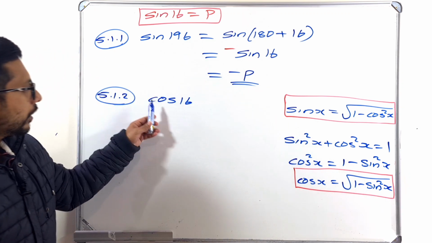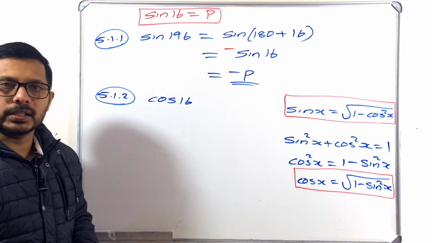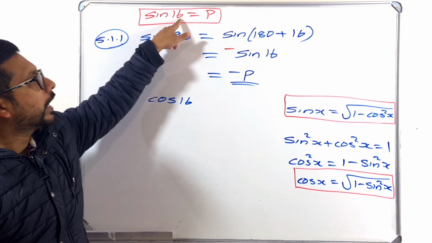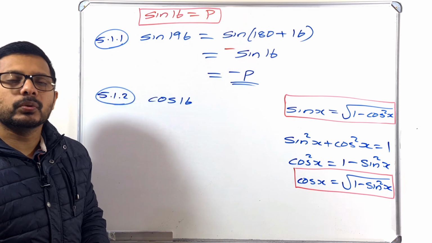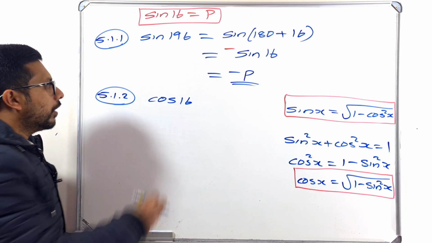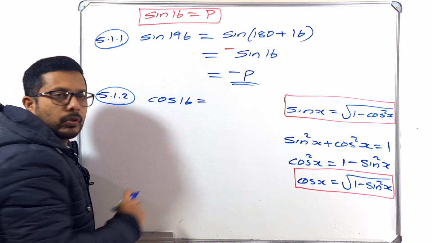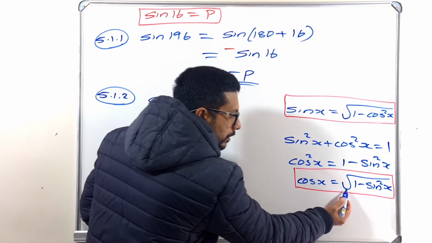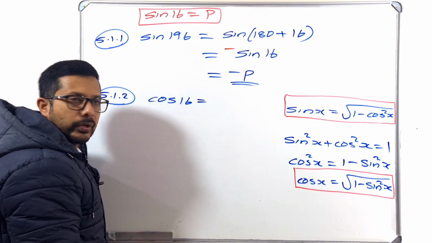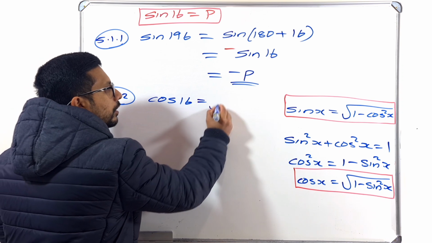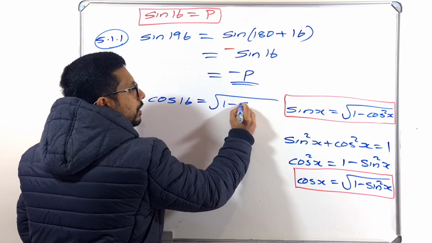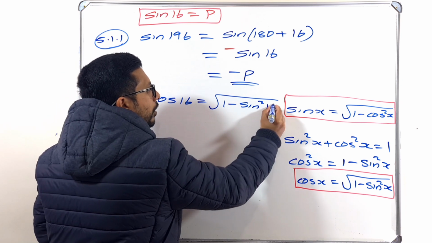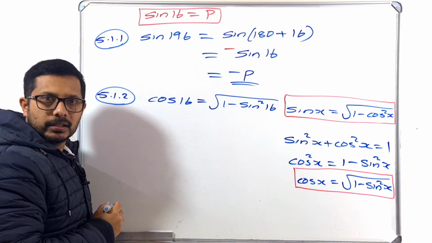So here, what is our question? Cos 16. We don't know anything about cos 16. We know only sine 16 is P. So directly write cos 16 in terms of sine. Look at this one: cos x is root of 1 minus sine squared x. So what is cos 16? Root of 1 minus sine squared x, where x is 16. So 1 minus sine squared 16. Can you see that?